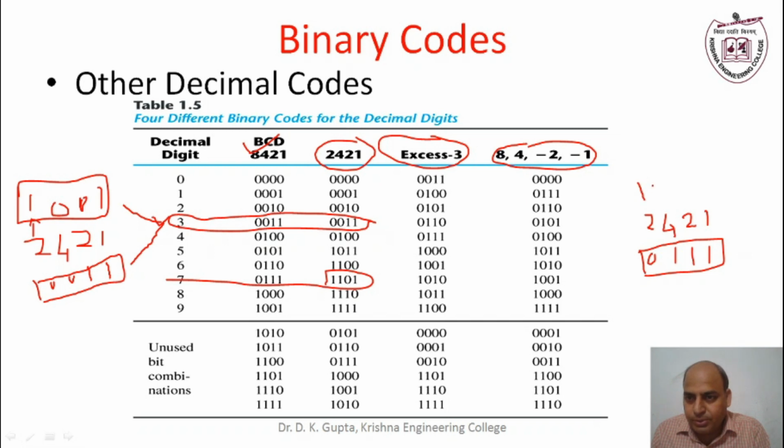So 2 plus 4 equal to 6, plus 1 equal to 7. So here we can put 0. So another 2421 code for the same 7 is 1101. In this way we can write the 2421 code for the decimal equivalent digits, right?